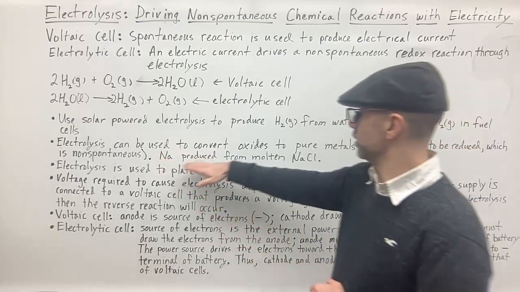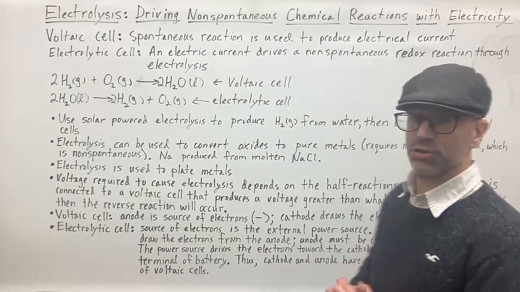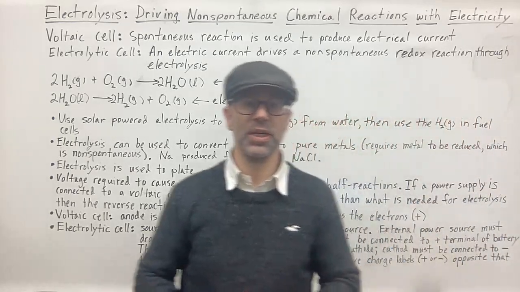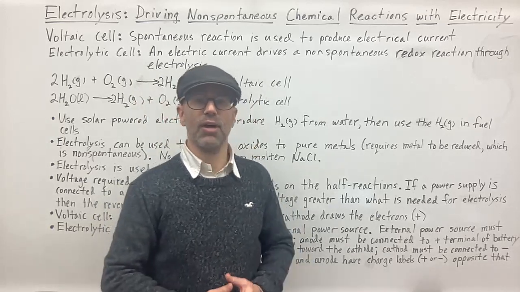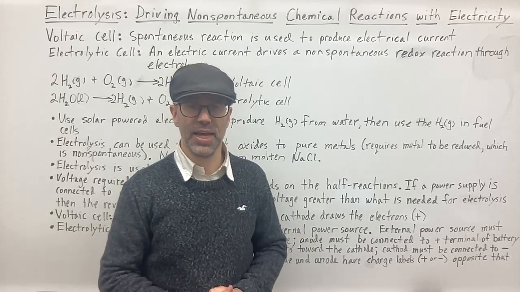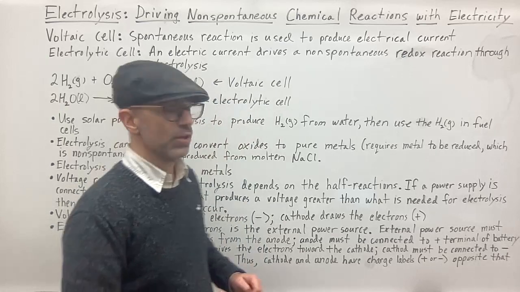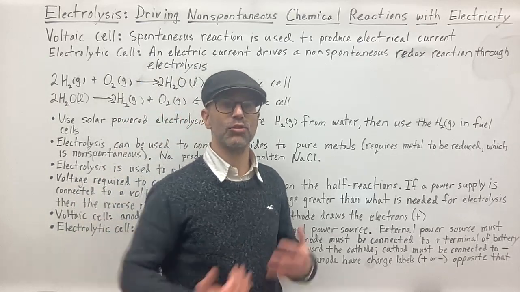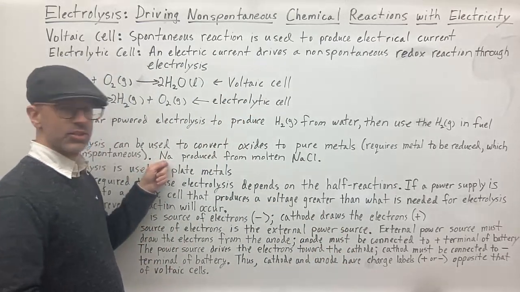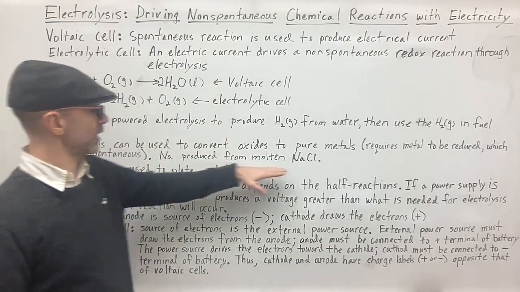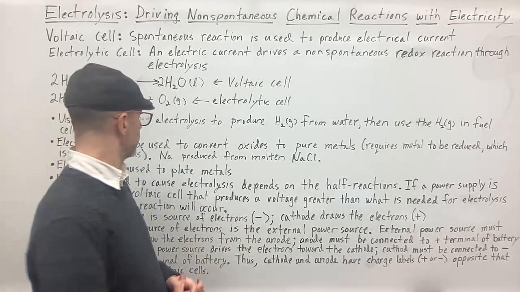Electrolysis can also be used to convert metal oxides into pure metals. Now, in order to cause a metal to go from an oxide to pure metal, that's going to require reduction, which is a non-spontaneous reaction. So what we need to do is use electrolysis to drive that reaction forward. So we can get sodium metal from molten NaCl, and I'll talk about that in another video coming up.